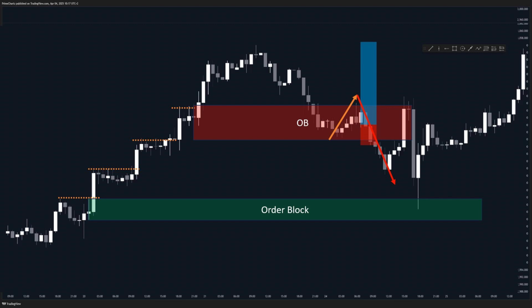Once the liquidity grab is complete, price reverses from a lower order block and shoots up with strong momentum, continuing the bullish trend. This is a classic example of how inducement works. The market sets up an obvious move, only to take out early traders before moving in the real direction. Recognizing these traps can help you avoid unnecessary losses and trade smarter.